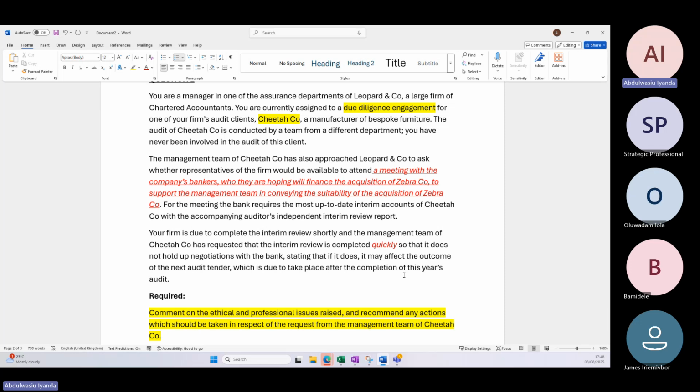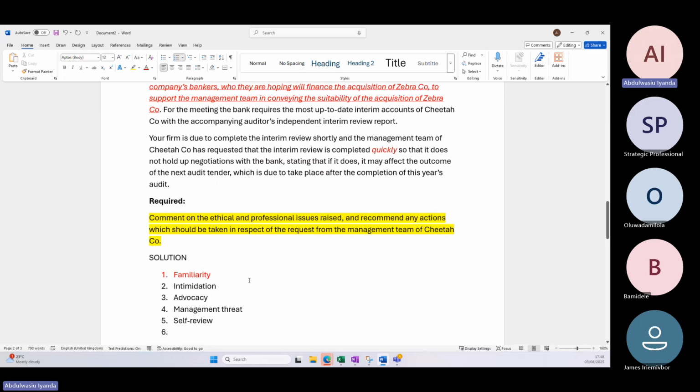Don't you think that advocacy would be better than familiarity? Yeah, probably. Advocacy should be better. Can anybody also say something? Because if you are meeting with their banker, surely you're not going to say anything bad about that particular client. That's one thing. So I think since you are meeting with their banker, then advocacy will go better.